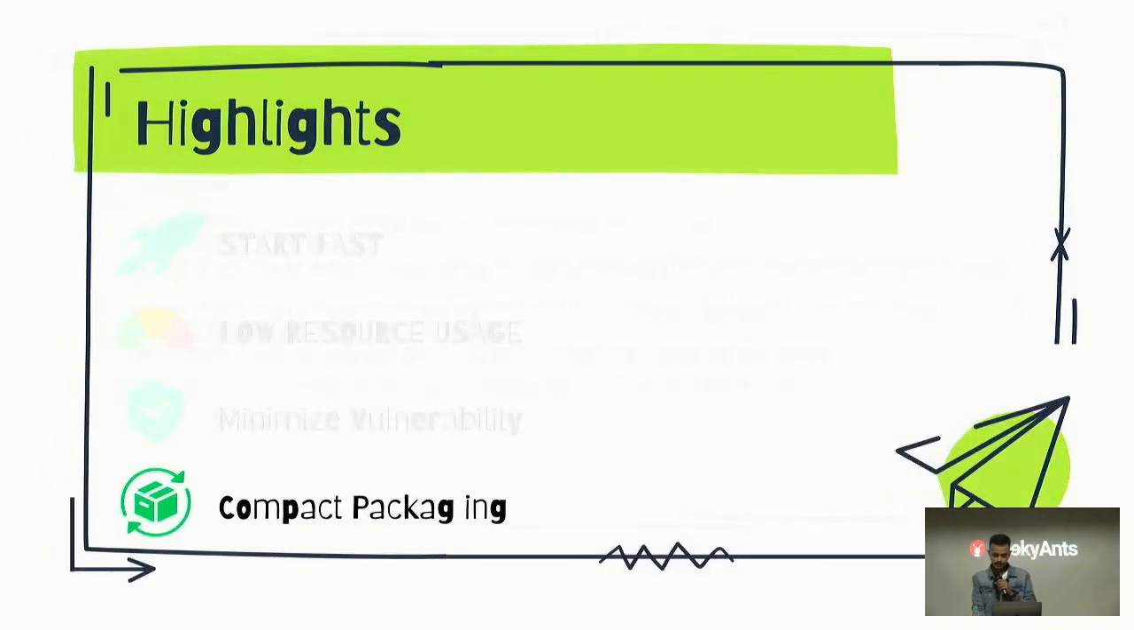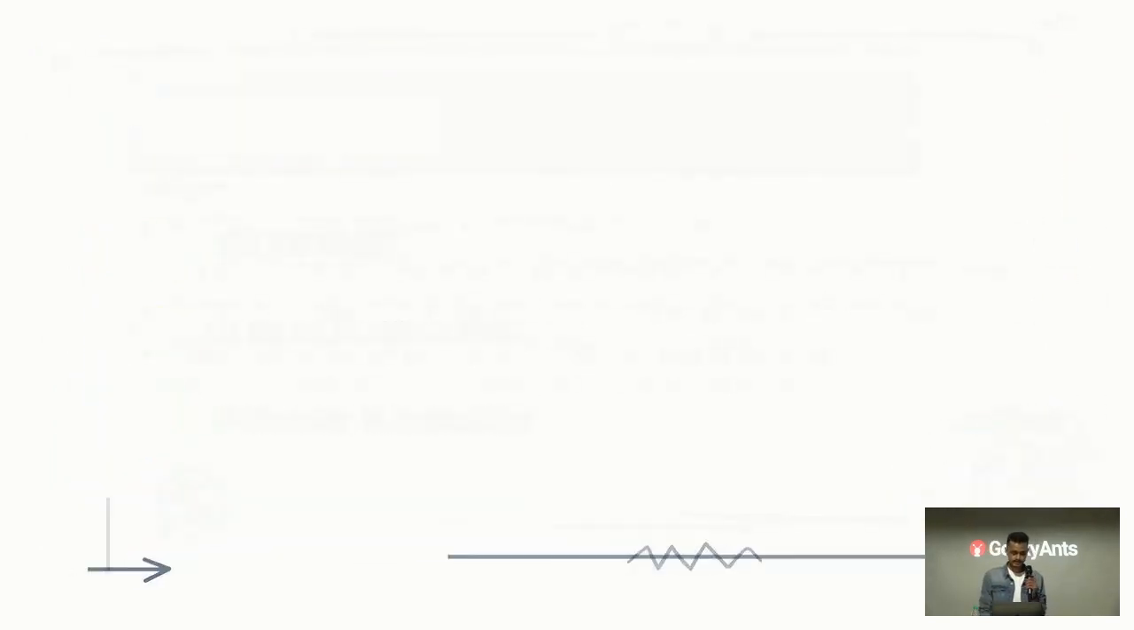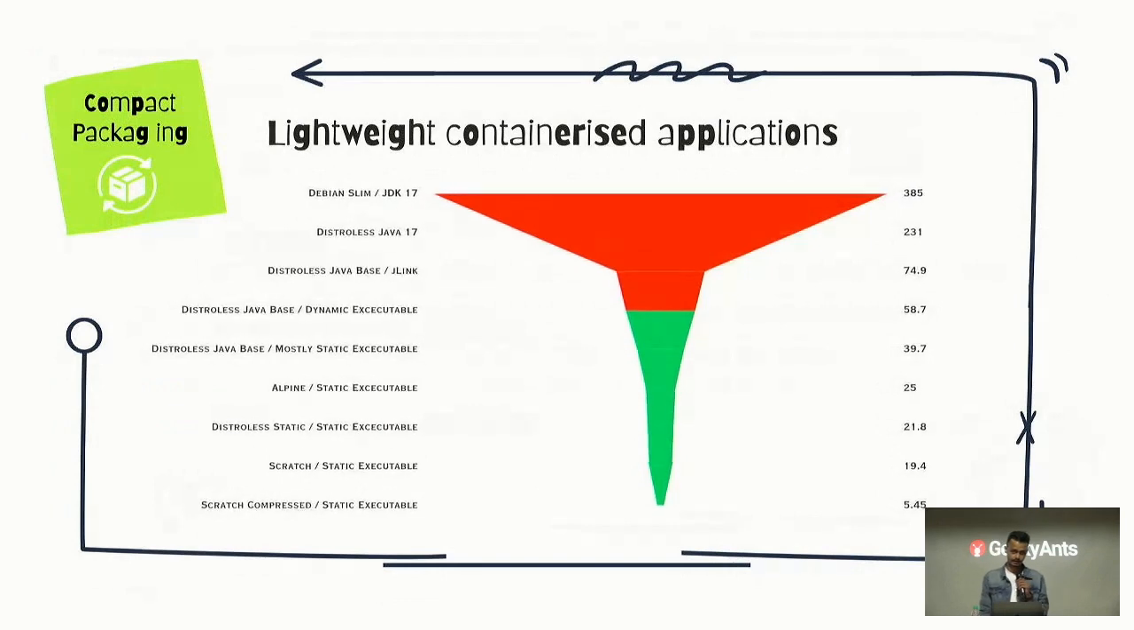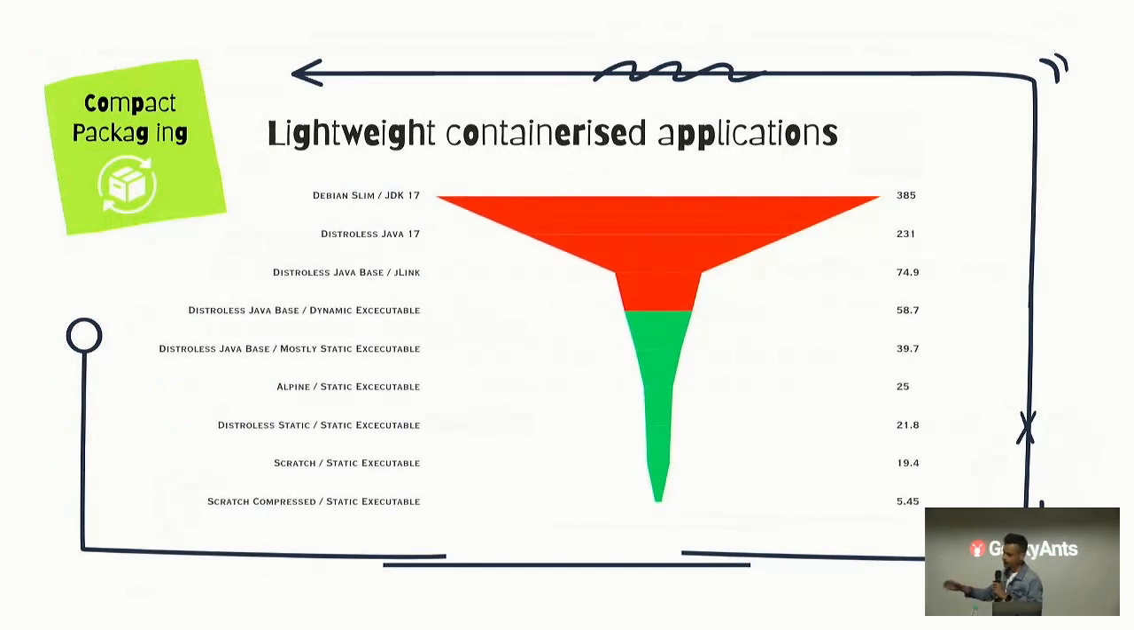Yeah, the last one is compact packaging. So I will show you a funnel chart here. I have collected this data from one Spring official, who performed live tests using GraalVM, and this was the output. On the right-hand side, the unit is MB. I forgot to mention that.